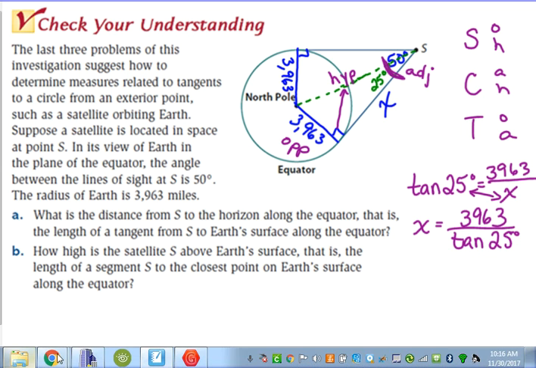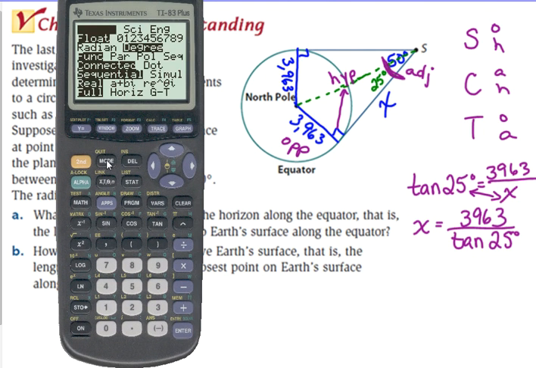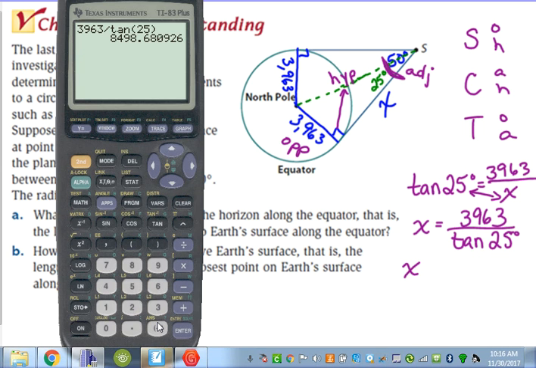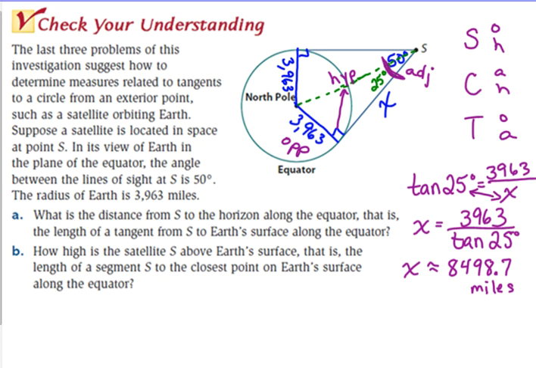Okay, now it's just calculator. But what do we have to remember? Put it in degree mode, because we're plugging degrees in. You got to make sure you're in degree mode. Y'all love to reset your calculators. Every time you reset it, it goes back to radian mode. So you go to mode, degree mode. All right, so we are approximately 8,498.7 miles from the horizon along the equator.